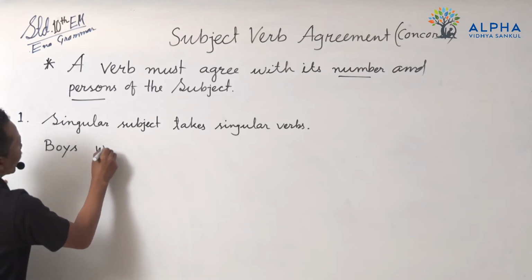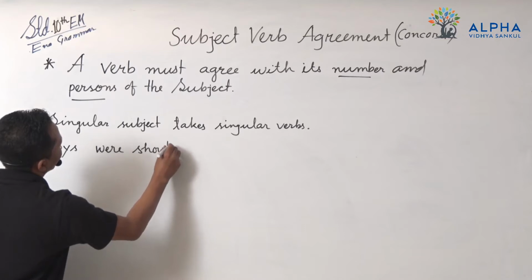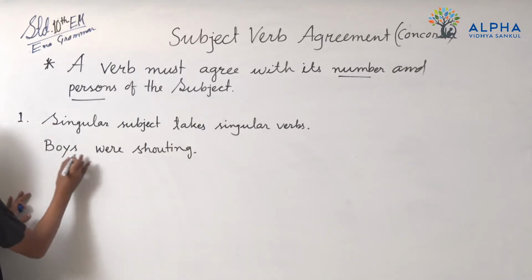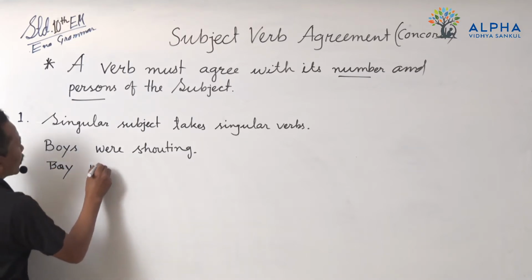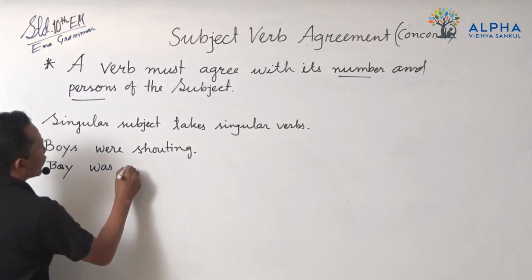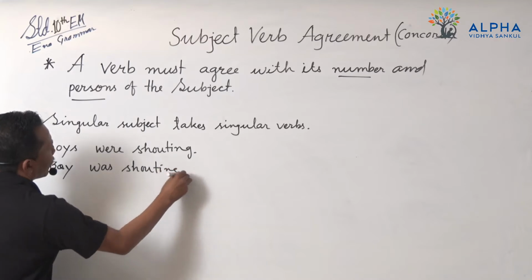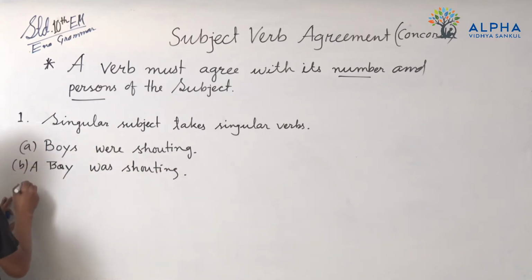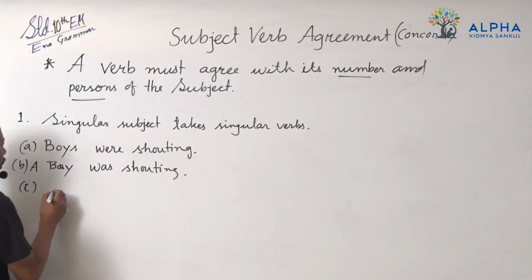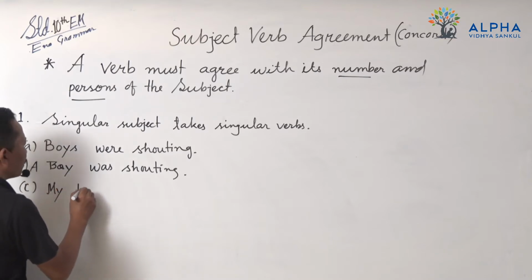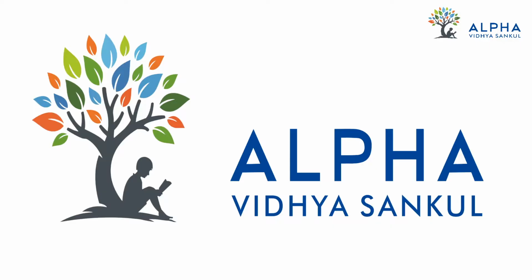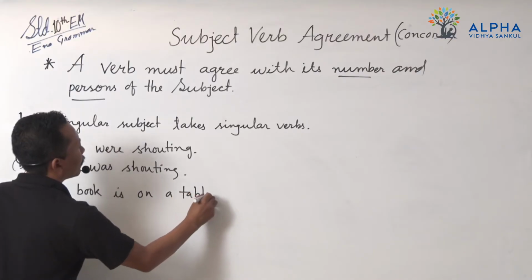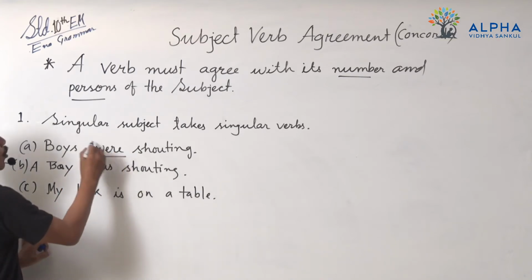Boys were shouting. Students, here, if these boys, then if only a boy, a boy was. Okay, and then my book is on a table. Students, here was is for what?